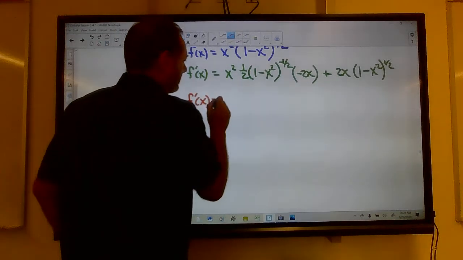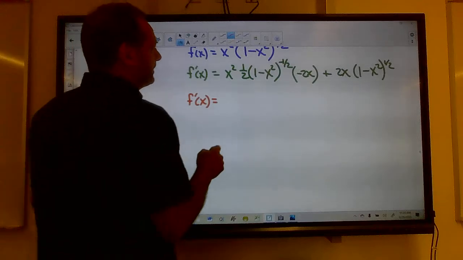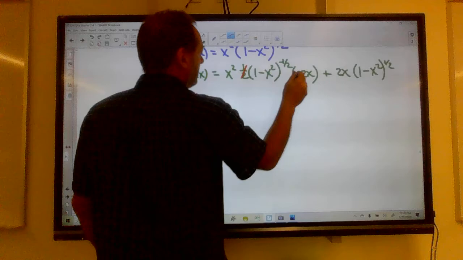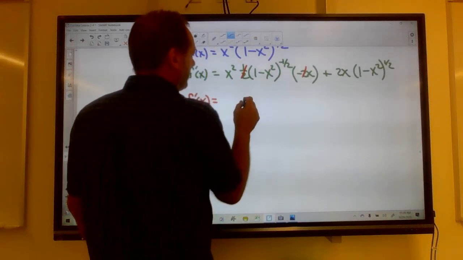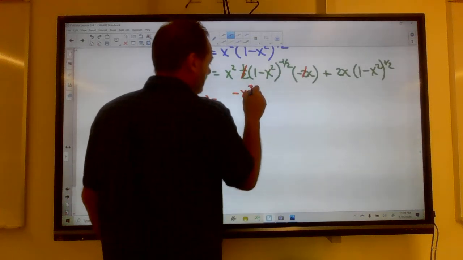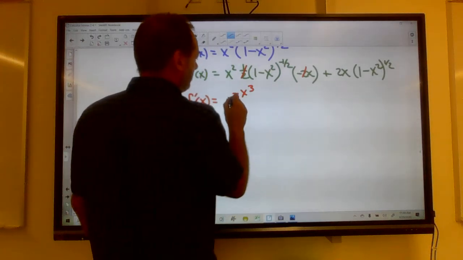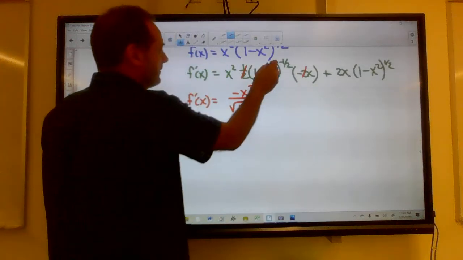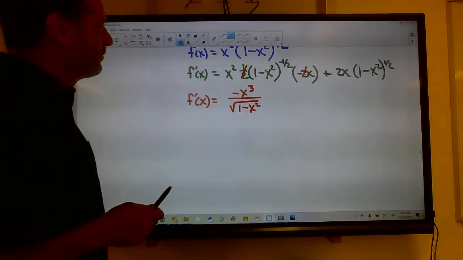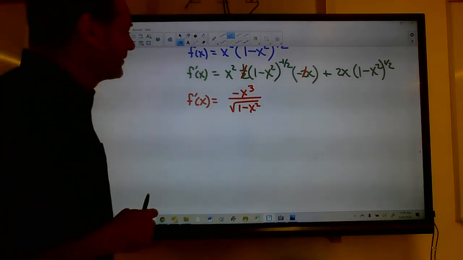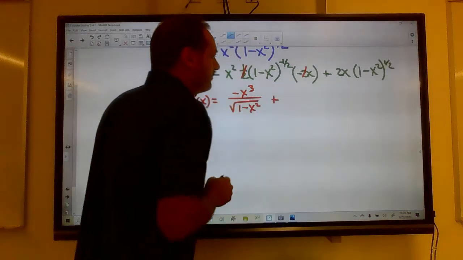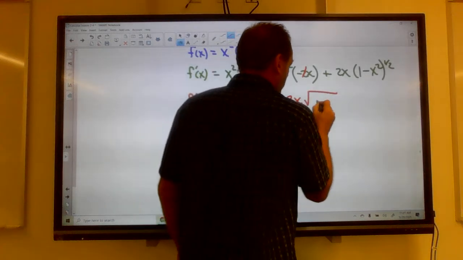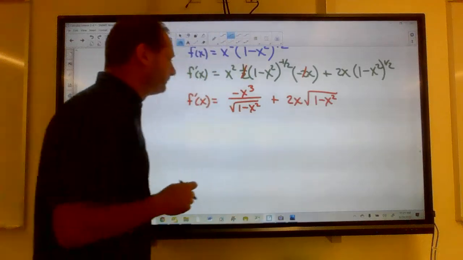So f prime of x, this is going to be, the negative 2 is going to cancel with the 1/2 here. And I'm going to get negative x cubed over the square root of 1 minus x squared. The negative power puts it in the denominator, and the 1/2 power means that it's the square root, plus this is going to be 2x times the square root of 1 minus x squared.